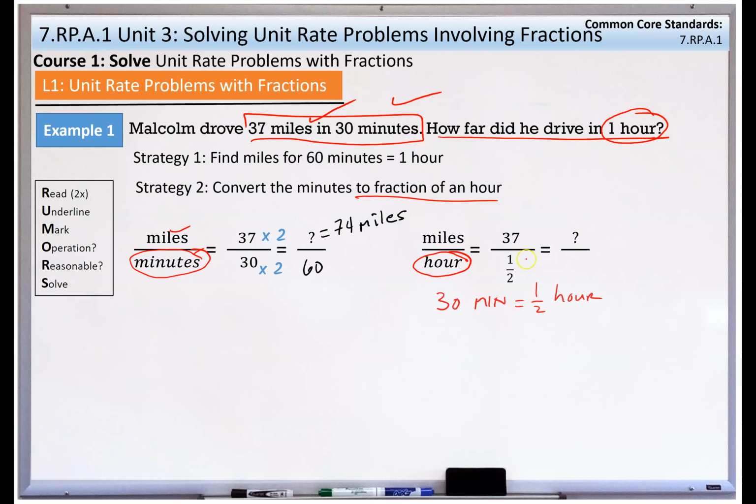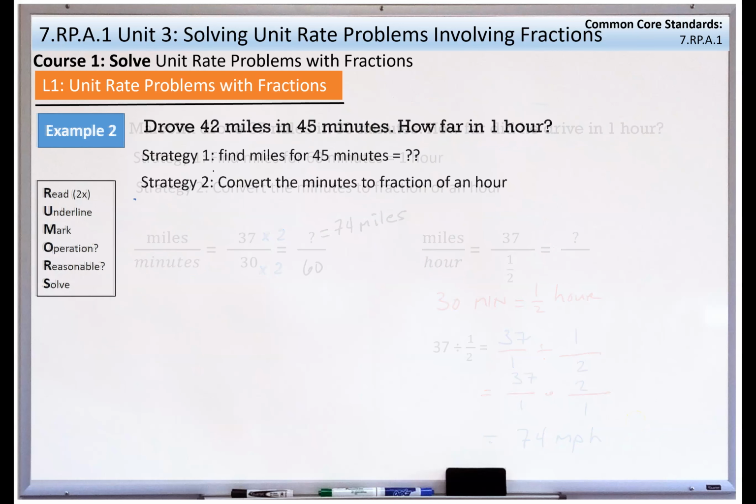And we can look at it this way as well. Divided by 1/2, divided by 1/2. 1/2 is our scale factor. No problem. We know how to divide a fraction by a fraction. 37 divided by a half. We have to convert our whole number to an improper fraction. Multiply by the reciprocal. We get the same answer. So you may be asking, why would we go through all that? Well, next example, it's a bit difficult to convert 45 minutes to an hour.